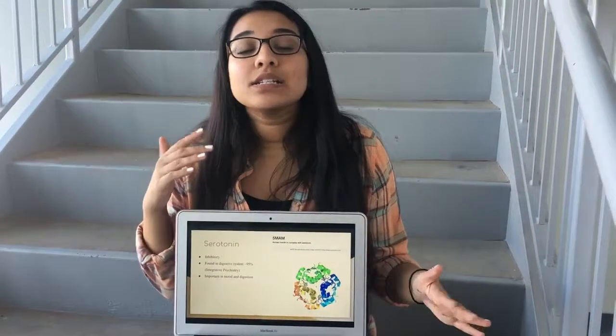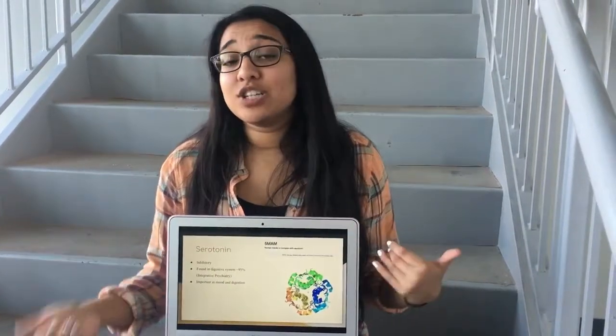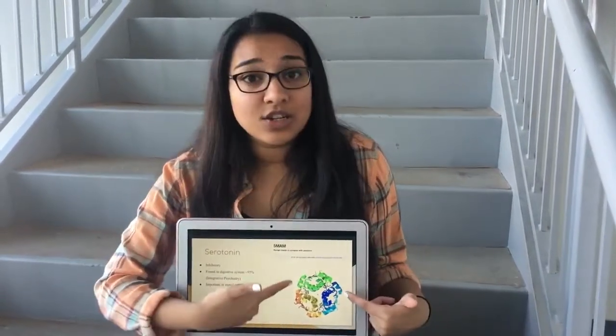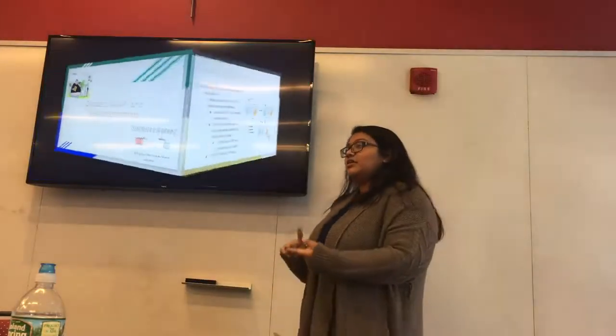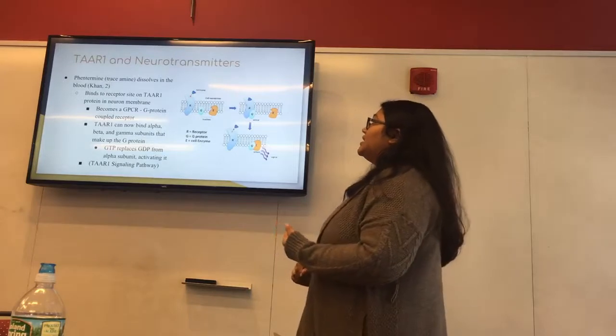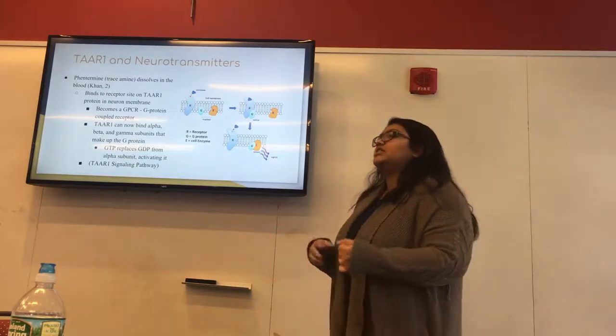Like I said, serotonin is found in the digestive system a lot, and that's why it is in conjunction with this insulin. Now we're going to connect everything together: what we learned about TAAR1, neurotransmitters, and diseases. So phentermine is just an example of a trace amine.